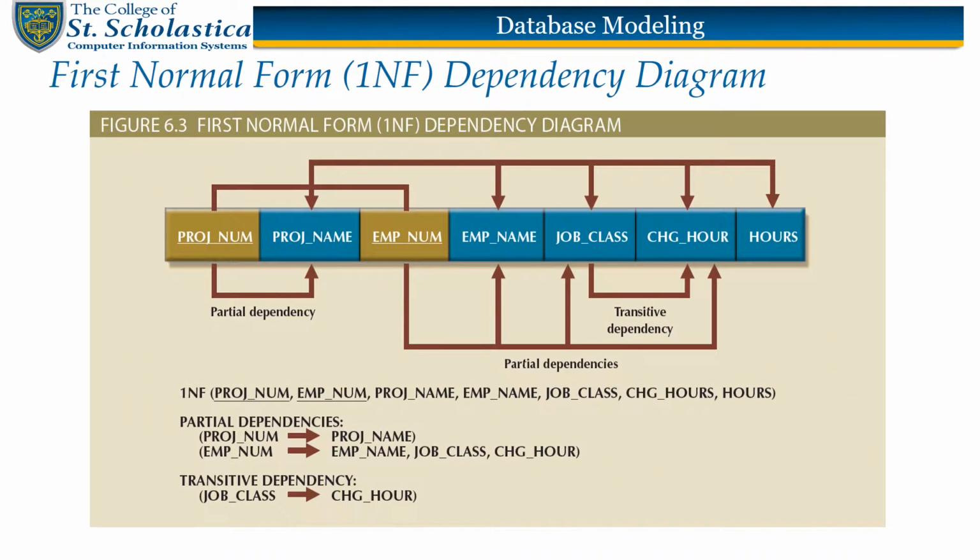As you examine Figure 6.3, note the following features of a dependency diagram. 1. The primary key attributes are bold, underlined, and in a different color. 2. The arrows above the attributes indicate all desirable dependencies. 3. The arrows below the dependency diagram indicate less desirable dependencies, which are partial and transitive dependencies.